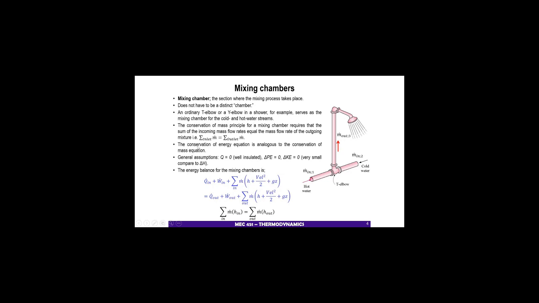So inlet is equal to outlet for the mass flow rate. The conservation of energy equation is analogous to the conservation of mass equation. As we assume also, heat is not generated, well insulated, so Q is 0, and negligible potential and kinetic energy. So for the general equation for the mixing chamber, we take out Q and work, and also the kinetic and potential. So we have this equation only, with mass in and mass out.